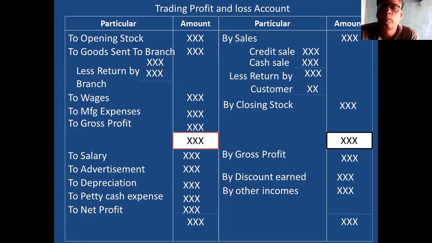In this second method also, debtors account is essential. Why do you have to prepare the debtors account under the trading profit and loss account?